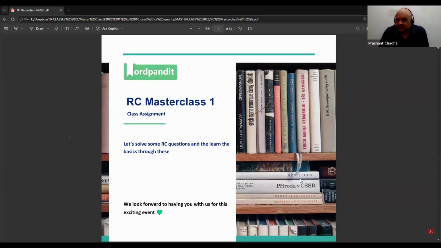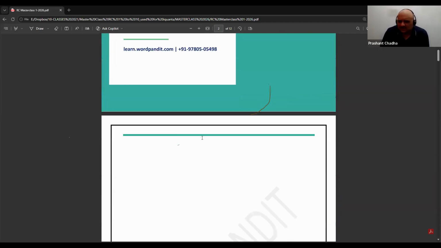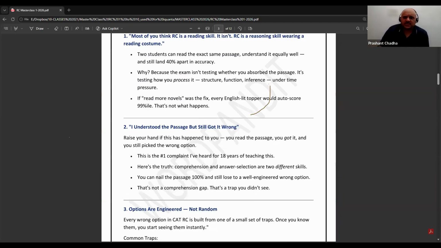So let's get started with the small little things that I have for you today. Let's get started with it. I put in the theory in this same PDF itself so that we don't have to go through two documents. So that's something that we'll do.